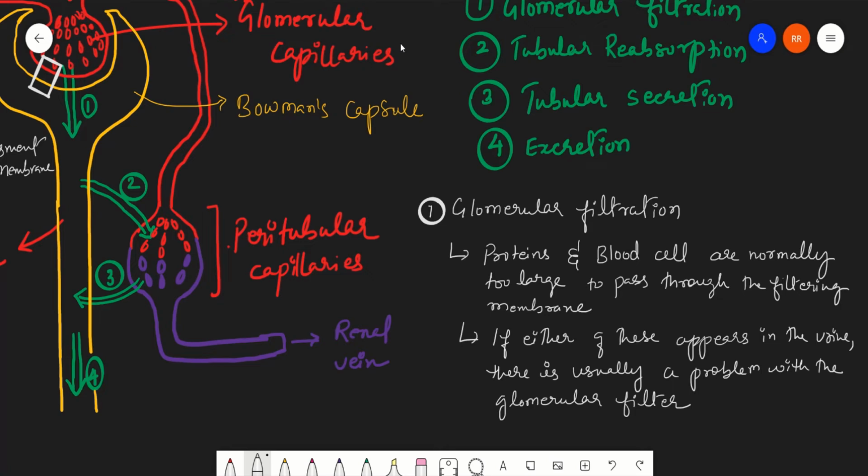The diameter of the afferent arteriole is larger than the efferent arteriole, and due to that pressure, the blood plasma is filtered into the Bowman's capsule. Now next comes tubular reabsorption.